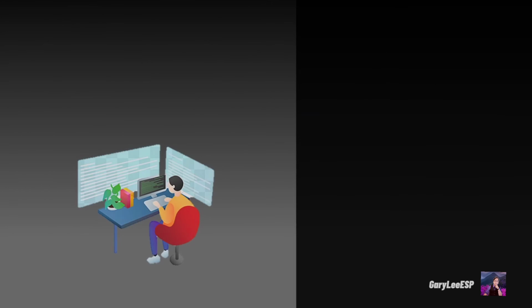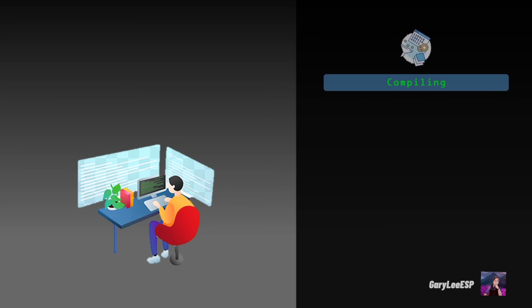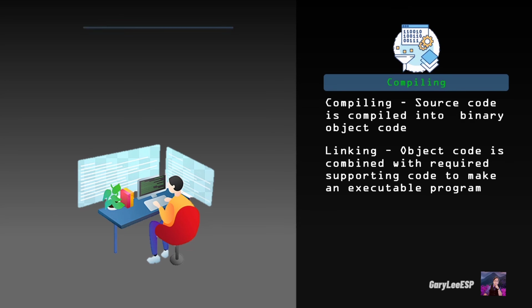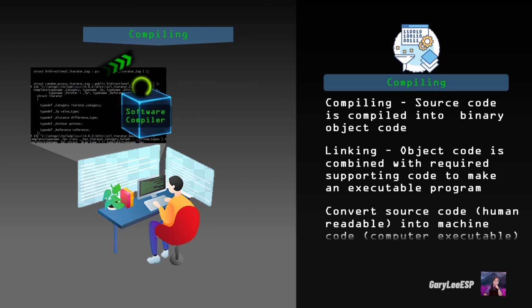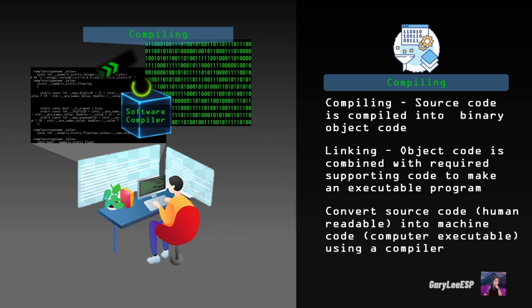After coding is done, compiling and linking the code is the next step. Here, we basically want to convert the human-readable source code into computer-executable machine code using a compiler.